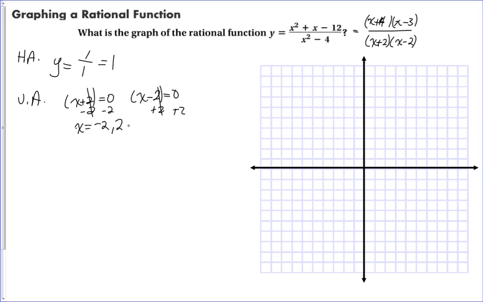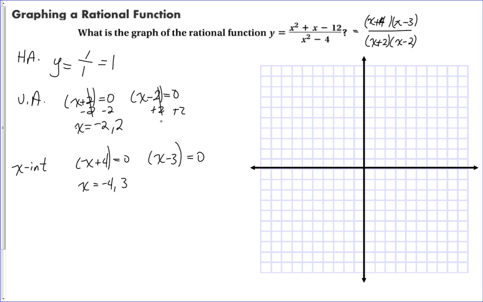Now the next thing we can do is find the x-intercepts. If you remember, the x-intercept is where the numerator of your function equals 0. That's all we're worried about for x-intercepts. Since we already have it factored, we have x plus 4, set that equal to 0, and x minus 3, set that equal to 0. So we get x equals negative 4 and positive 3 as our two x-intercepts.